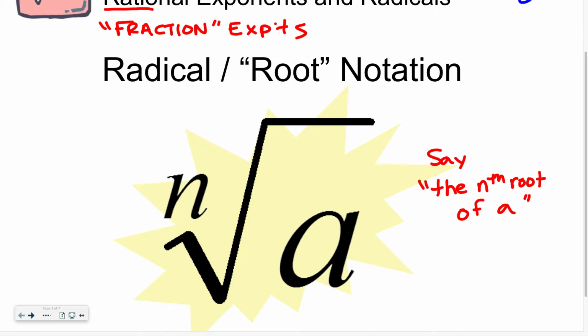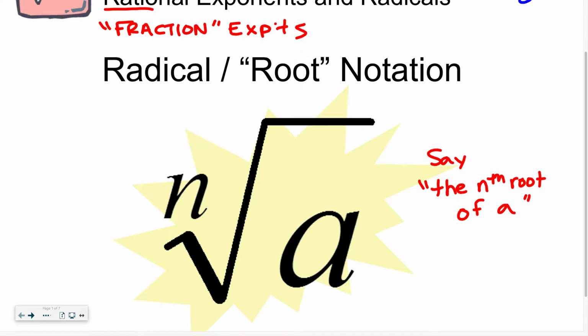So it could be the cube root of 8. You can also have some variables underneath, like the 4th root of x to the 8th. Or you can have a whole expression, the square root of x squared plus 9, which is not x plus 3. You don't square root plus minus. But we're just saying it the same way, the nth root of a.